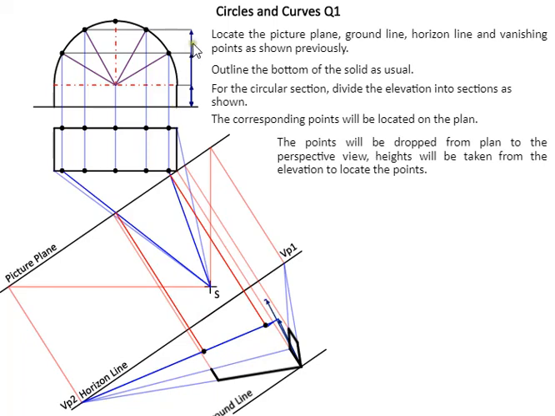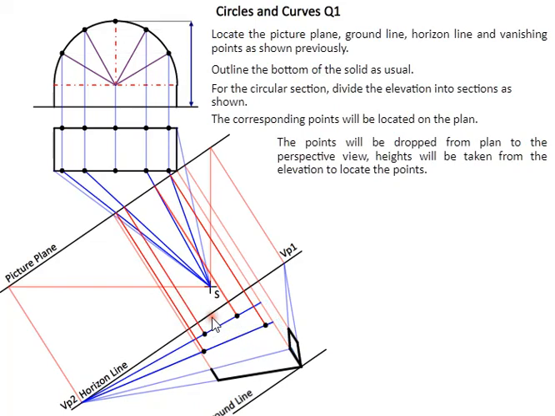If we look at the second height here, we're marking our second height, vanish back to VP2, take these 2 points now onto our spectator, then bring them down from the picture plane and mark them off this height line. And then the top point is done the same way. And that's our curve drawn in perspective.